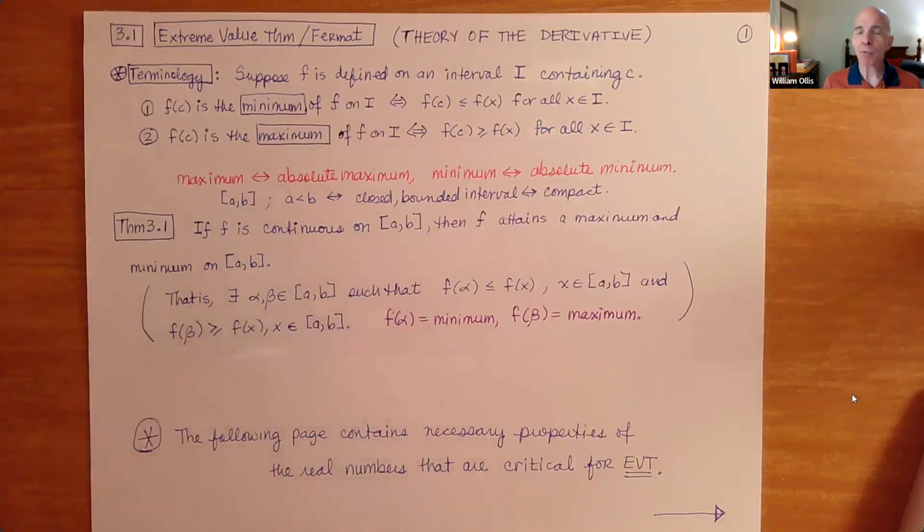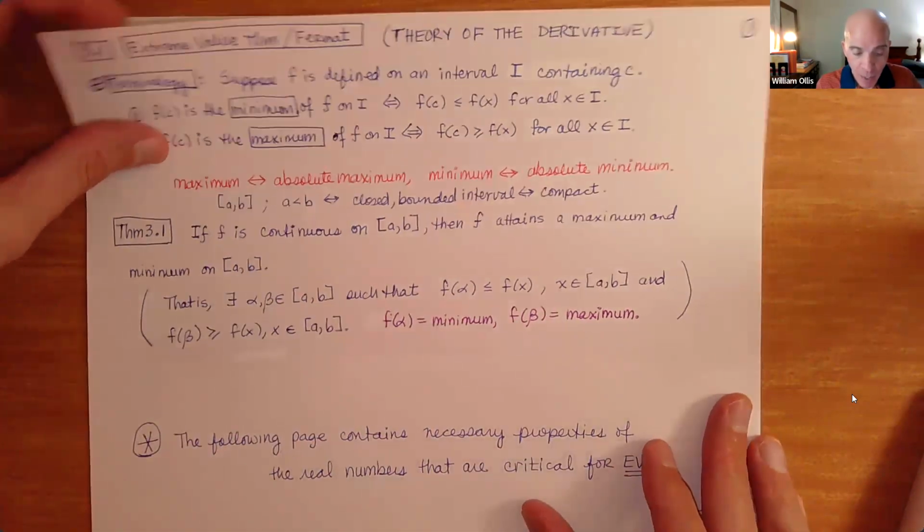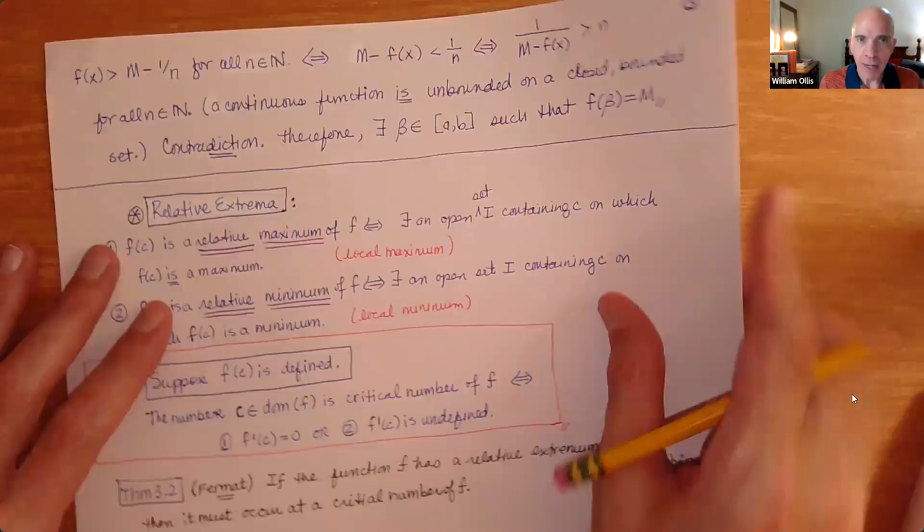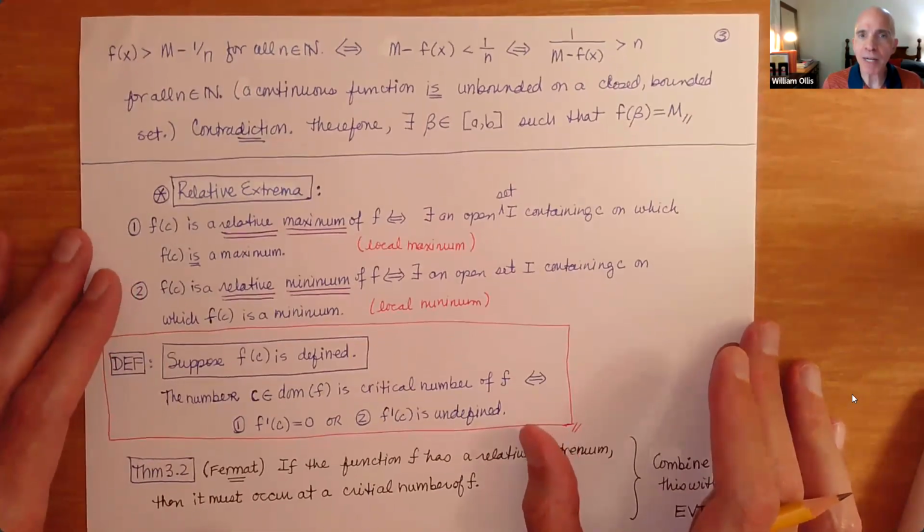So that's why when we study the calculus, we combine the EVT, or the extreme value theorem, with Fermat's theorem. Now, of course, we're going to need a little bit of extra stuff to quote Fermat's theorem. So let's do that. Now, as I said before, we have the maximum and the minimum. And what we need to do is talk about the concept of a relative extremum.